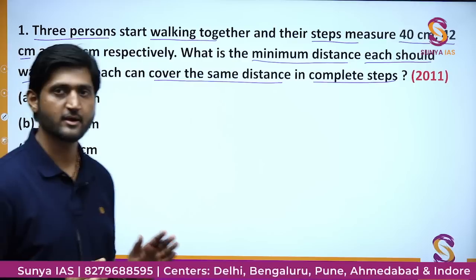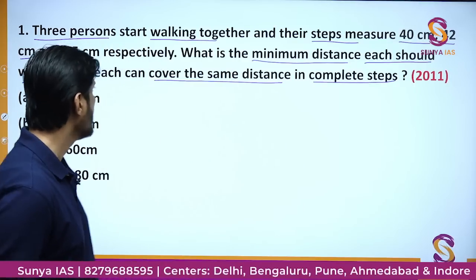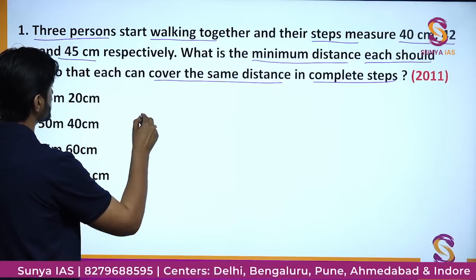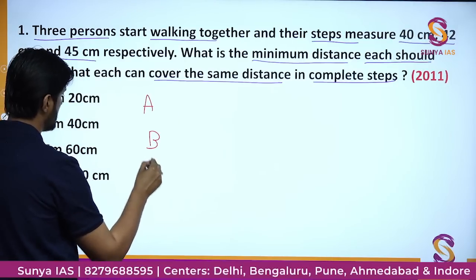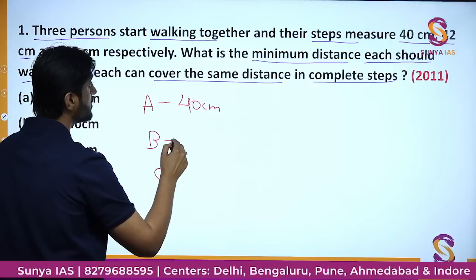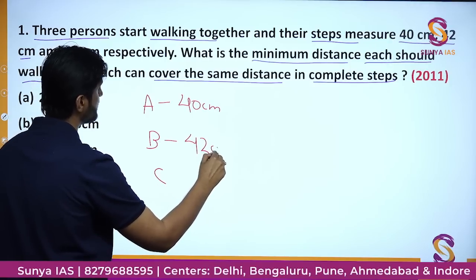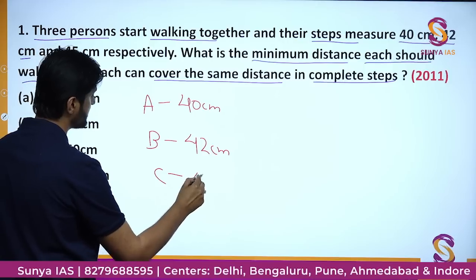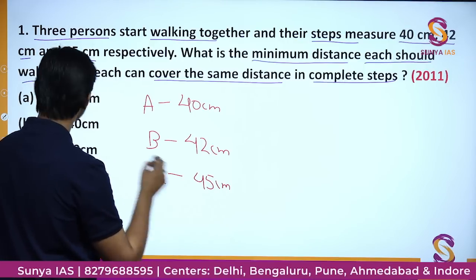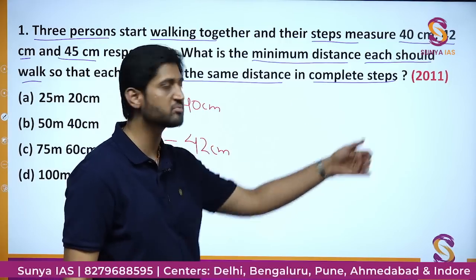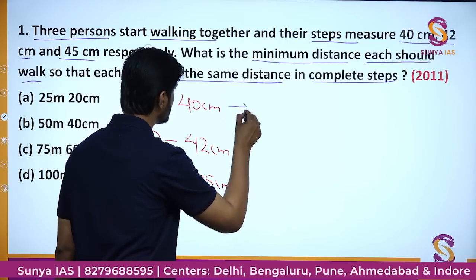But you have to think. First of all, you have to just understand the process of what is going on. So if we talk about the first guy, let's call them A, B and C. A walks 40 centimeter in one step, B walks 42 centimeter in one step, and C walks 45 centimeter in one step. So if in one step he is walking such distance, then in whatever number of steps he walks, the distance would be a multiple of 40.